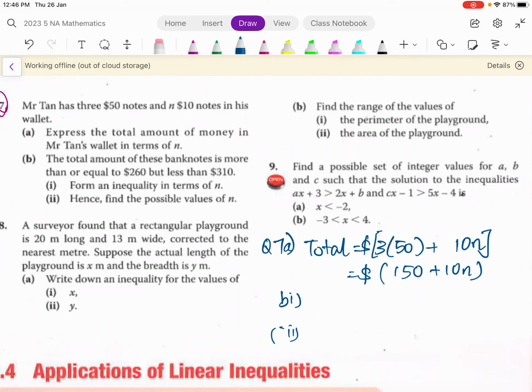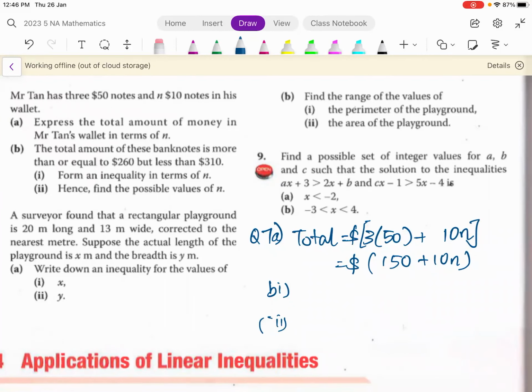Part B, part 1, form an inequality in terms of N. The total amount of these bank notes is already found in 7A, so you copy the answer down from 7A, 150 plus 10N. They say that this is more than or equal to 260. Put the smaller number on the left, 260. So the amount of money is more than or equal to 260, but it is less than 310. Done. They ask you to form an inequality, you have done it.